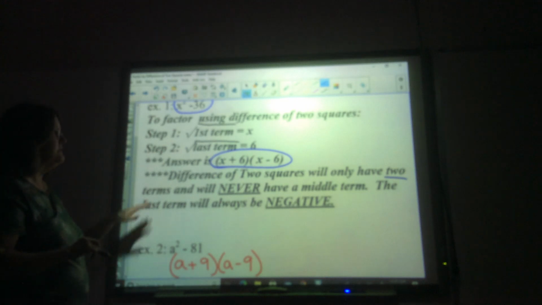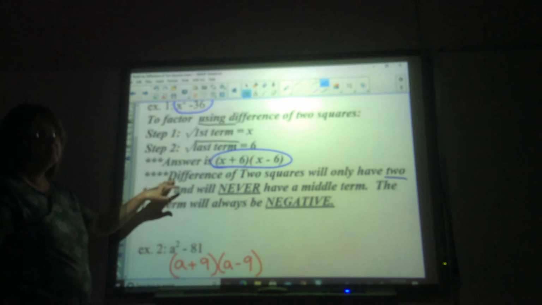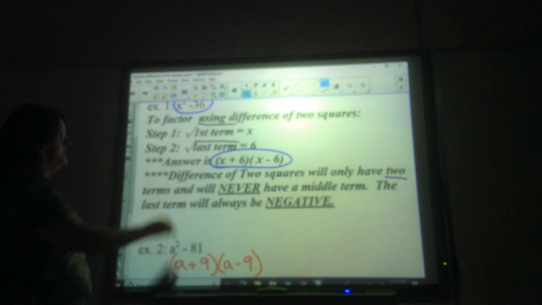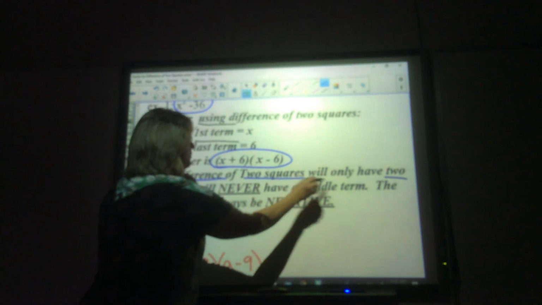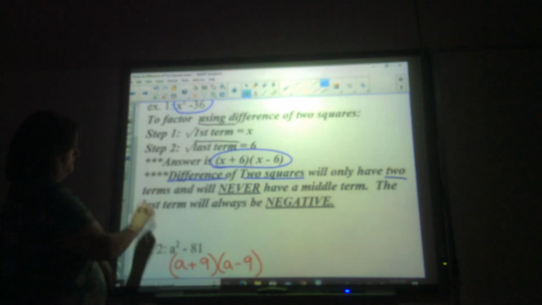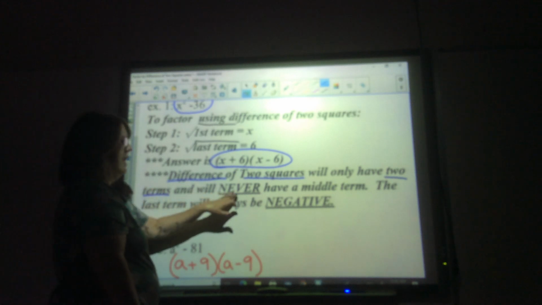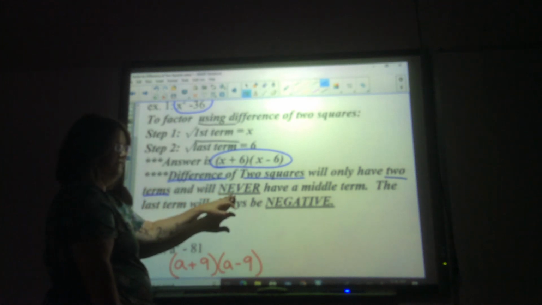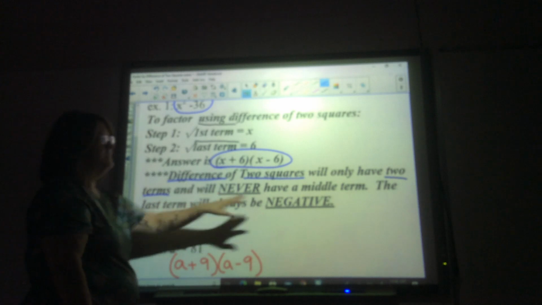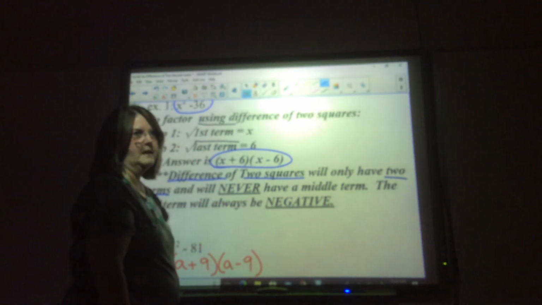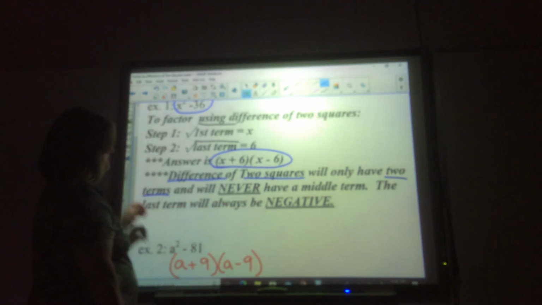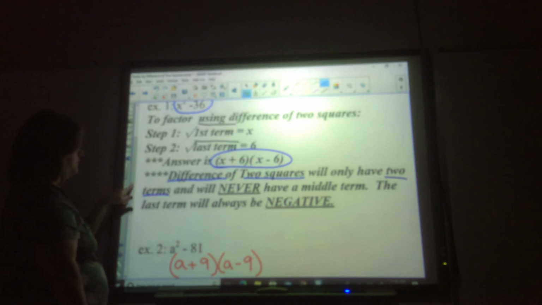Now, you will always have two terms. Notice how I've noted this here. The difference of two squares will always have two terms, and it will never have a middle term, never. And the last term will always be negative. There will always be a minus sign, always. Never a plus sign between two perfect squares.